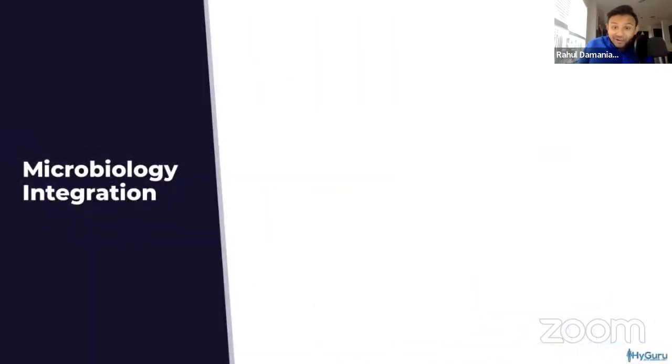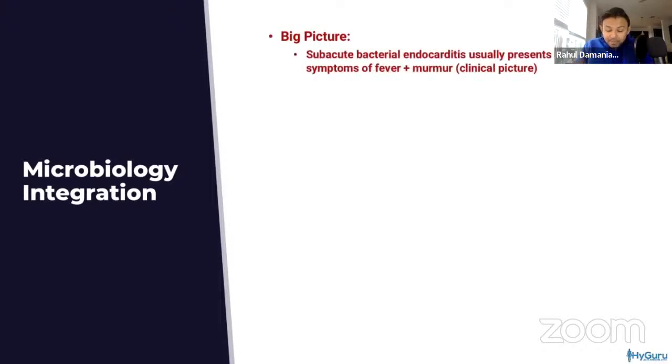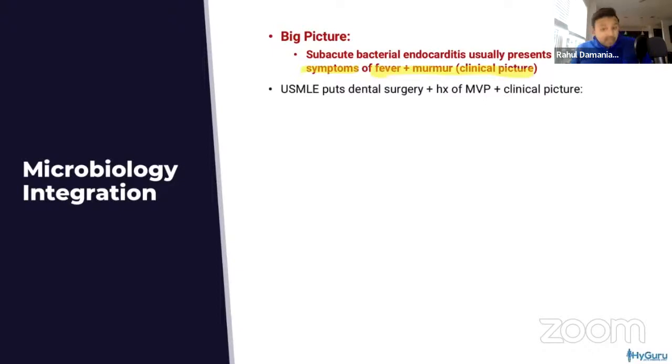So let's go ahead and integrate microbiology. Remember, the big picture here is that subacute bacterial endocarditis, which was in her multiple choice question, usually presents as this indolent symptoms of fever plus a murmur. That's the clinical picture to capture, is fever plus a murmur. Now, the USMLE puts dental procedure, history of mitral valve prolapse, and the clinical picture of fever plus a murmur.